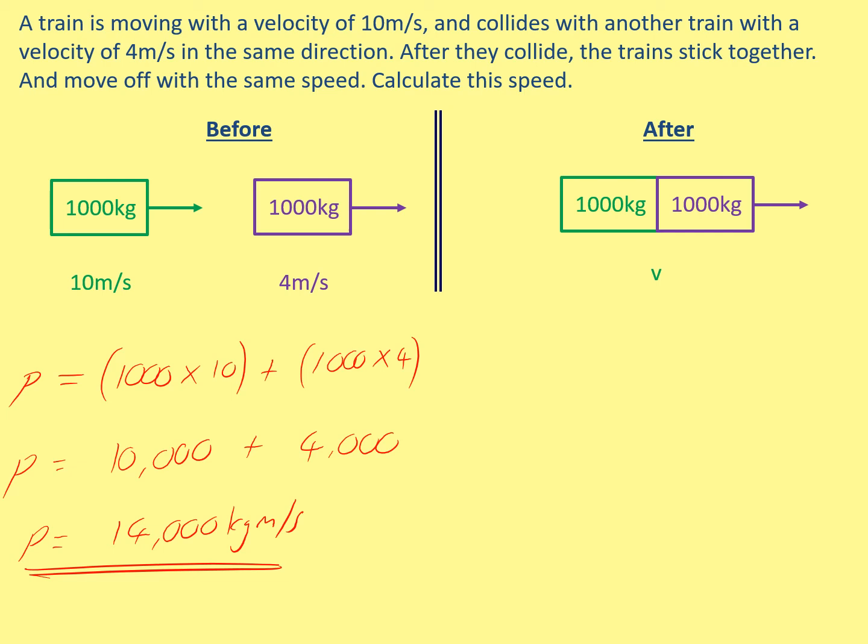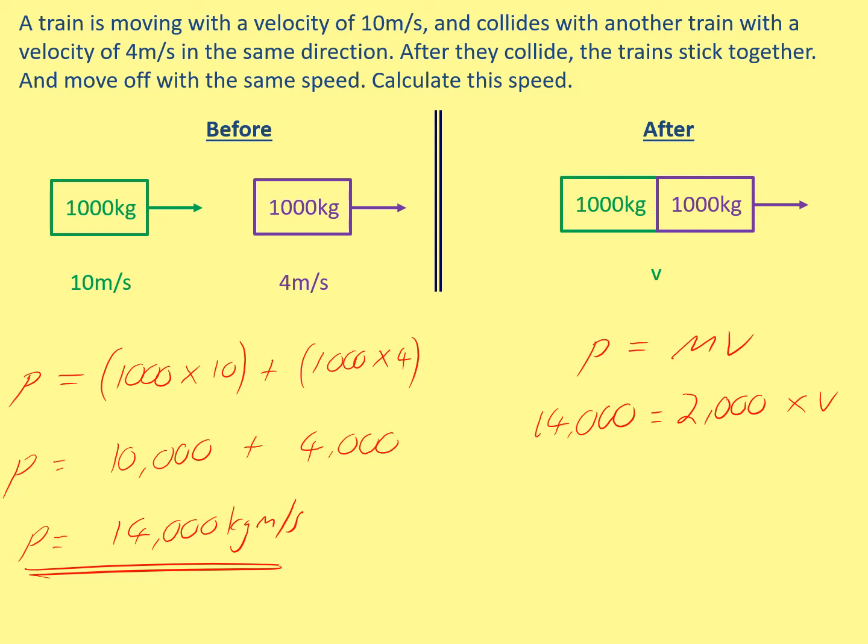Now we know afterwards they've hit together and they're moving off together. Their total momentum added together is going to be 14,000. That's what the law says. The total momentum before must be equal to the total momentum after. So I'm going to use the same equation, P equals mv. Now I know what P is this time. I know the total momentum of this whole train that's stuck together now is going to be 14,000. And that's equal to the total mass. And because they've stuck together, the total mass of them now is 2,000 times by velocity.